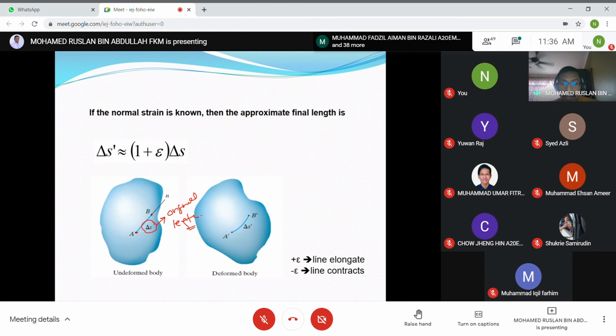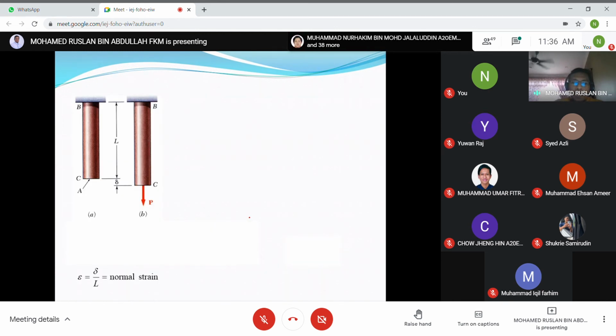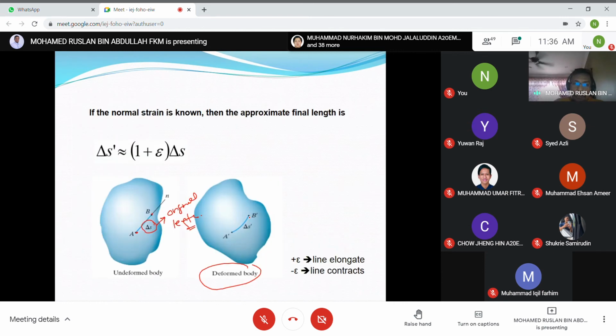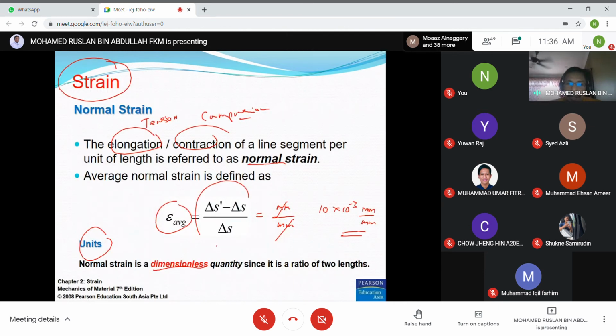So this is the deformation. After deformation, we can see that the distance from point A to point B is now changed. Let's say point A now becomes A dash and B becomes B dash, and delta S, the original length from A to B, now becomes delta S dash. So from here we can put in our formula, as before, to determine the average normal strain, or epsilon.